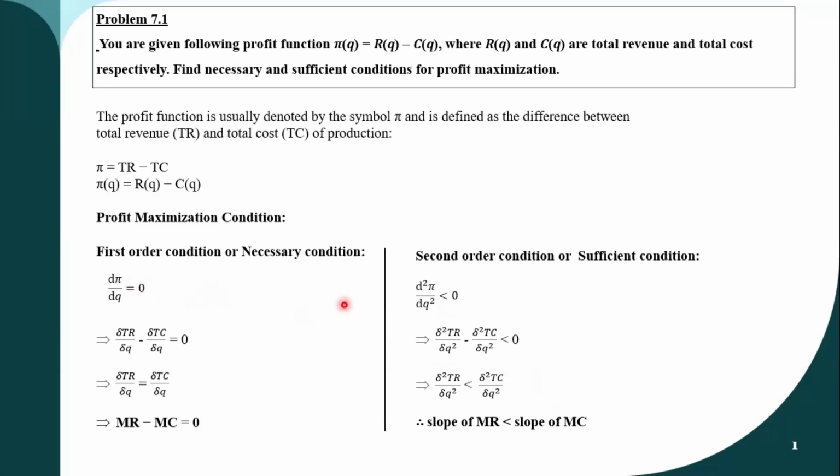So this is the second order condition, or sufficient condition. This is the solution for problem 7.1, and we have found the first order condition and second order condition, or necessary condition and sufficient condition, for profit maximization. I hope you have understood the solution. Now I will move on to the next slide and the next problem.